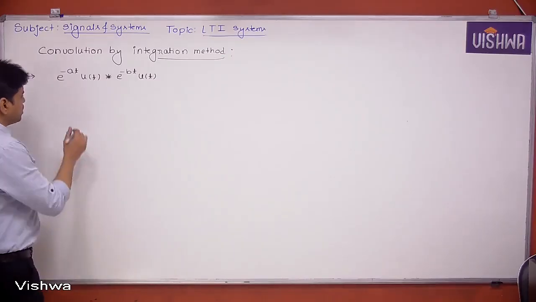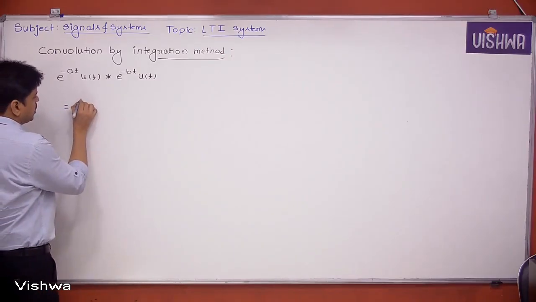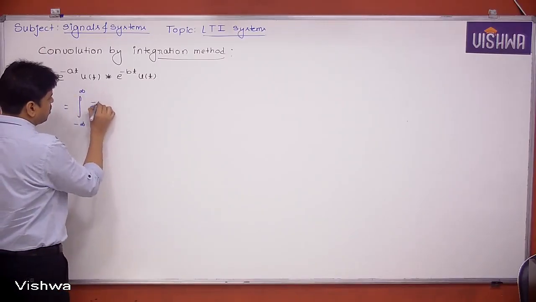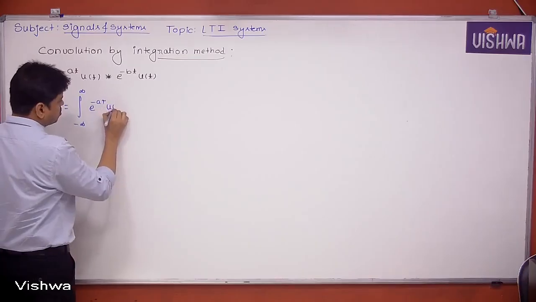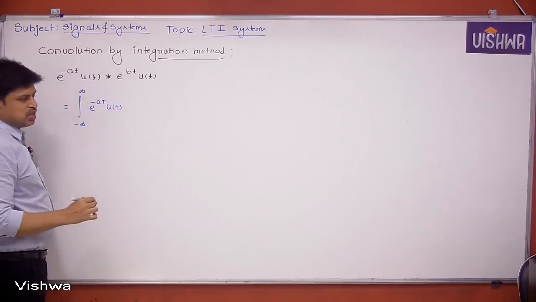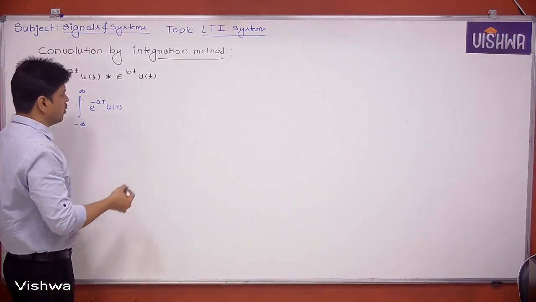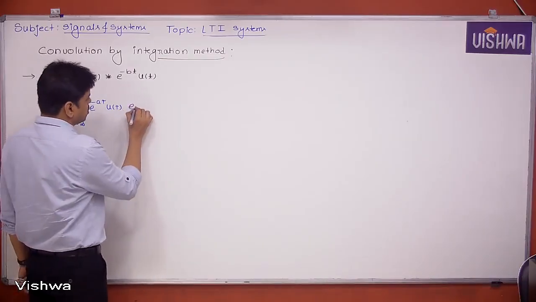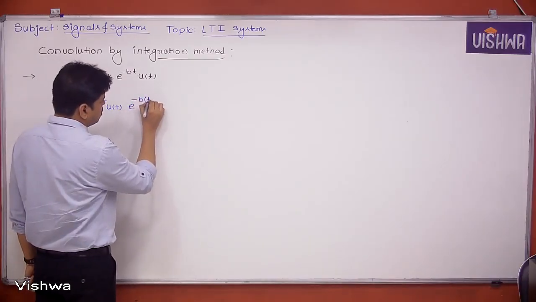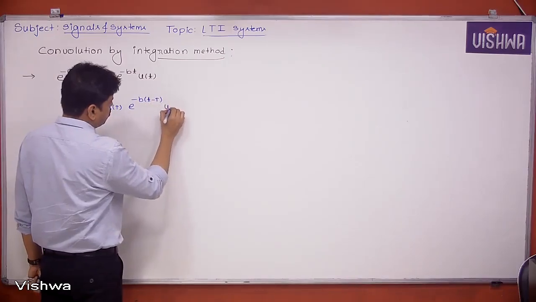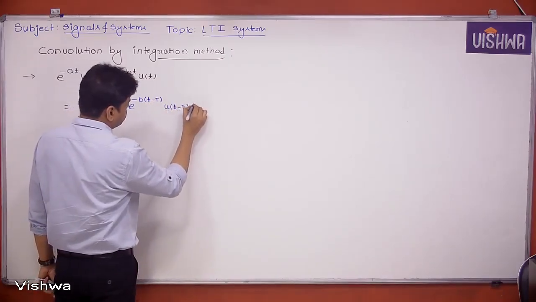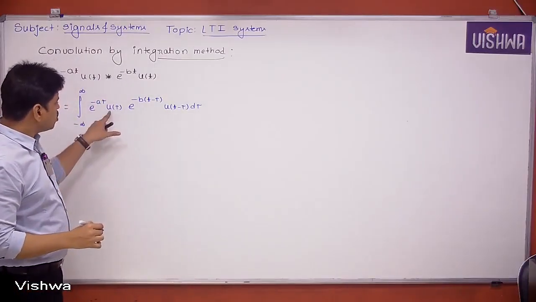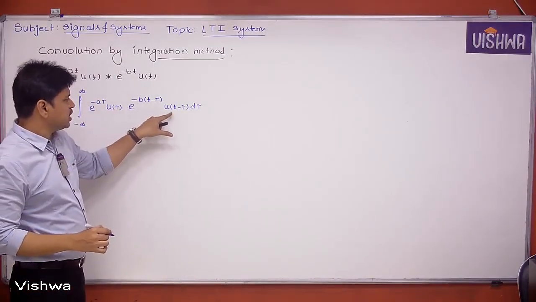I am directly applying the integral from minus infinity to infinity of e power minus a tau u of tau, that is x of tau. Next, h of t minus tau: wherever t is there, it has to be replaced with t minus tau. Then this becomes e power minus b times t minus tau, u of t minus tau, d tau.